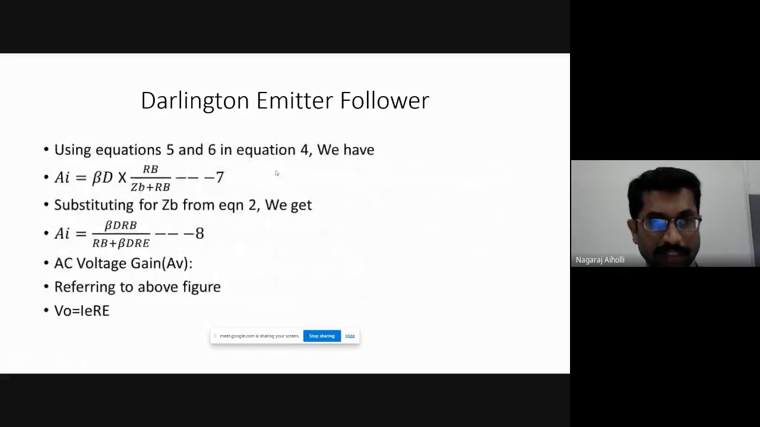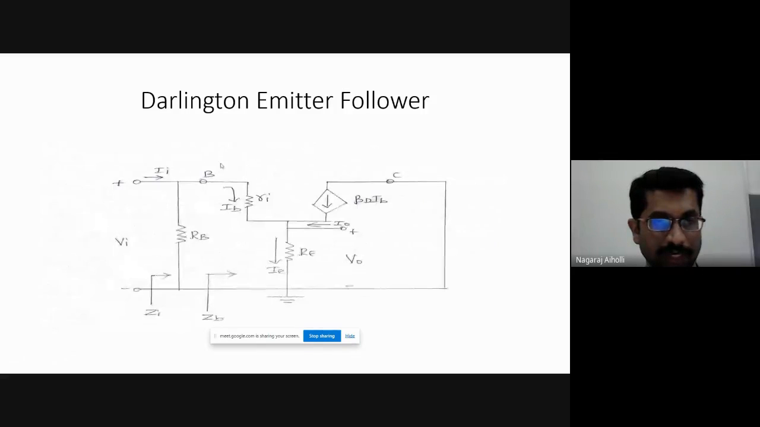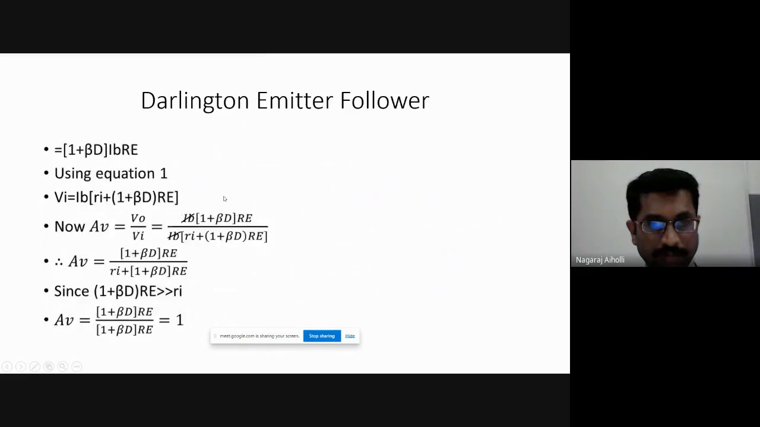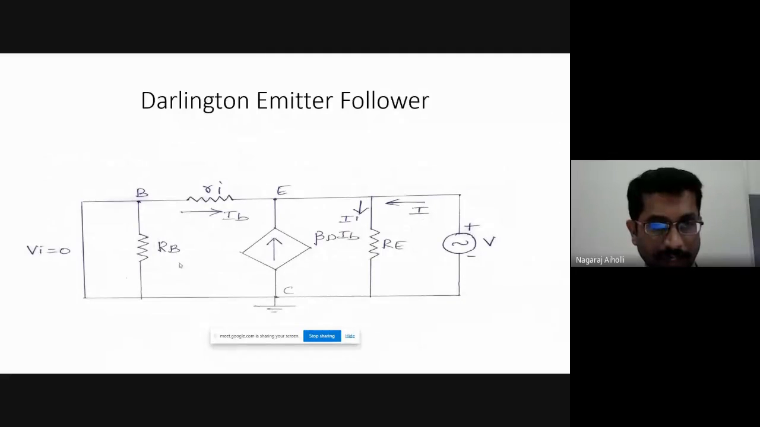See here, in this AC equivalent circuit, we are making Vi 0. Vi is 0, that is, it is a short circuit. Then we have RB, between the base and ground. Then here we have Ri, which I have drawn here. This is RB, then here we have Ri. The base current is moving into the terminal here. This is our emitter terminal. After Ri, we have the emitter terminal.